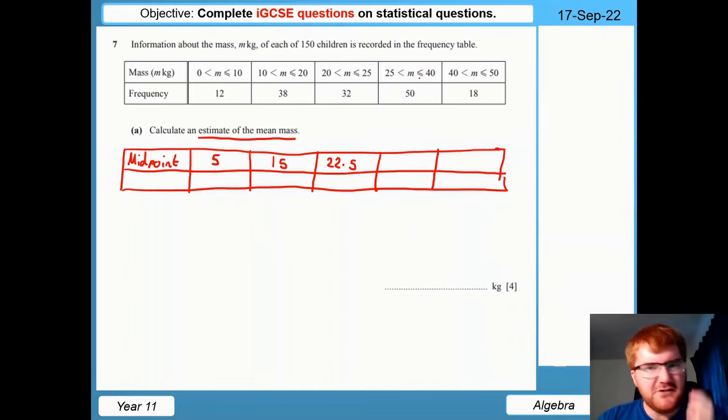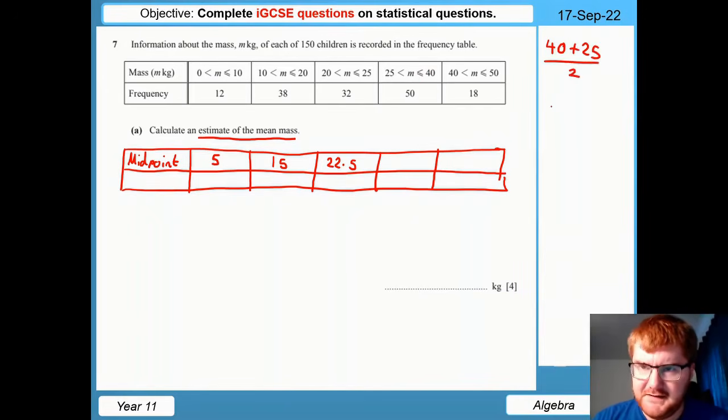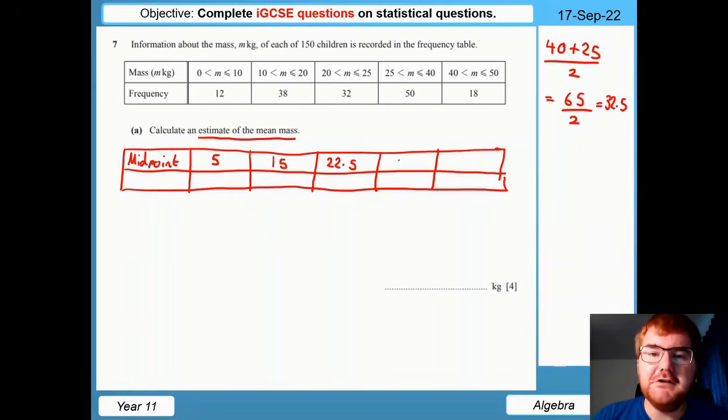If you don't spot this straight away, one way you can do to work this out is just do 40 plus 25 divided by 2. Well, that's going to give me 65 divided by 2. And then if we work that out, that's going to give us 32.5. Again, all of that you can do in your calculator as well. And then we've got between 40 and 50 is 45. And on 0580 questions, they will change that class width. So be careful for that.